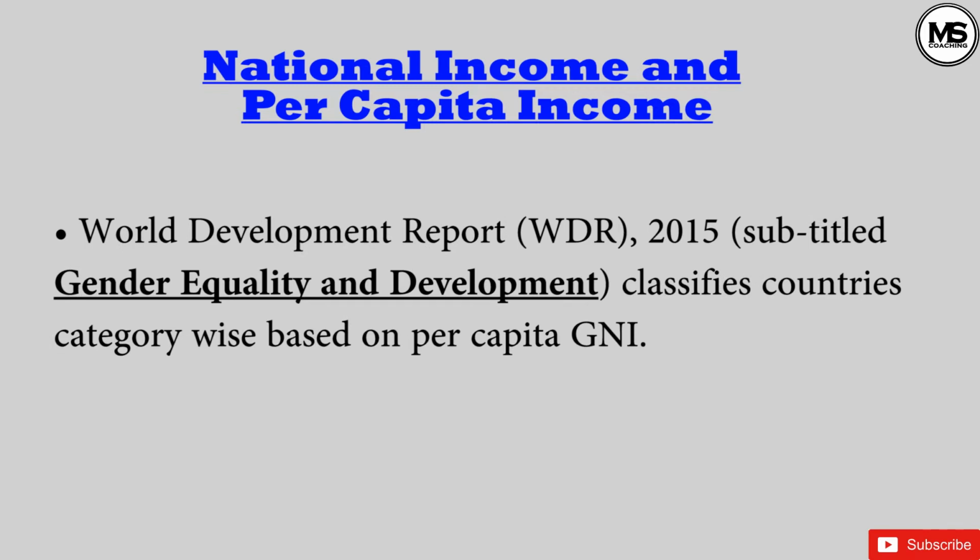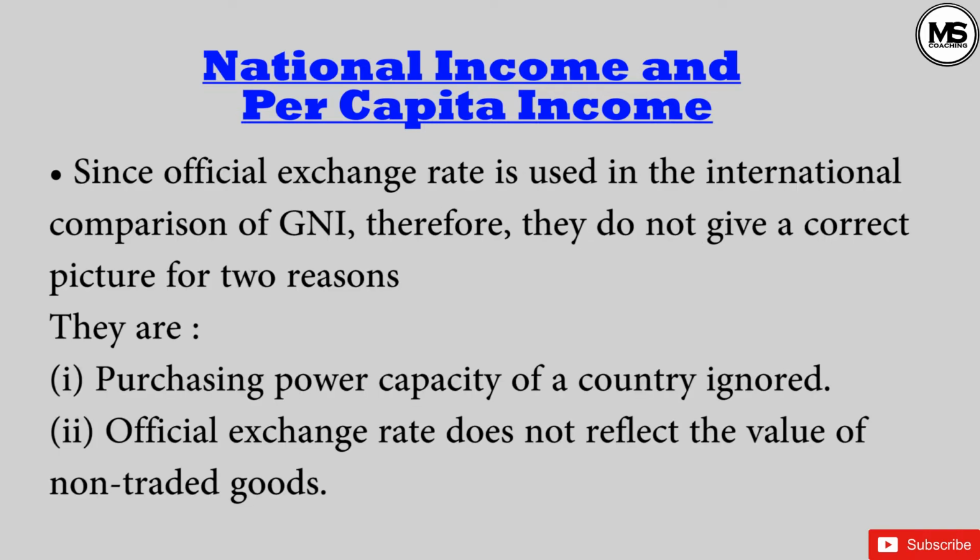World Development Report, WDR, 2015, subtitled Gender Equality and Development, classifies countries category-wise based on per capita GNI. Since official exchange rate is used in the international comparison of GNI, therefore they do not give a correct picture for two reasons. They are: 1. Purchasing power capacity of a country is ignored. 2. Official exchange rate does not reflect the value of non-traded goods.